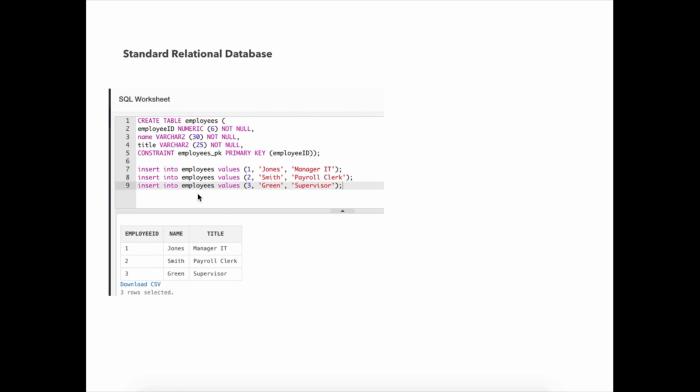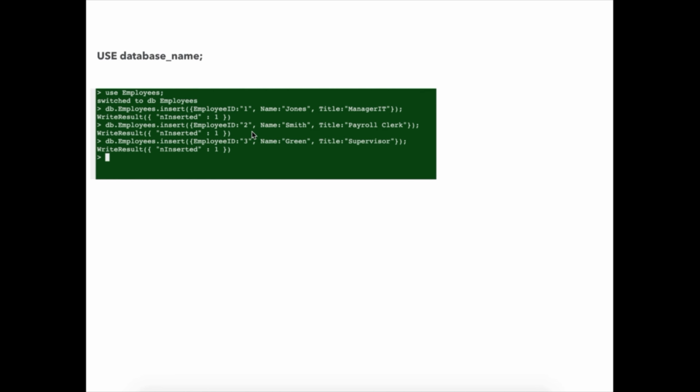Now let's take a look at how this exact table is created in MongoDB, what it looks like in MongoDB, and how much easier it is to work in MongoDB. Before we switch to the next slide, pay attention to this information. We have employees 1, 2, and 3: Jones, Smith, and Green. Here's what that looks like in MongoDB.